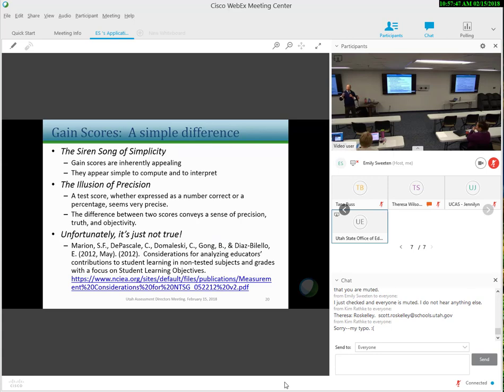I'll talk a little bit more about this. But the problem is that once I subtract two scores and I have a different score, it has this implied precision, that these scores came from some other authority. They must mean something, and if I subtract them, it must maintain that meaning.